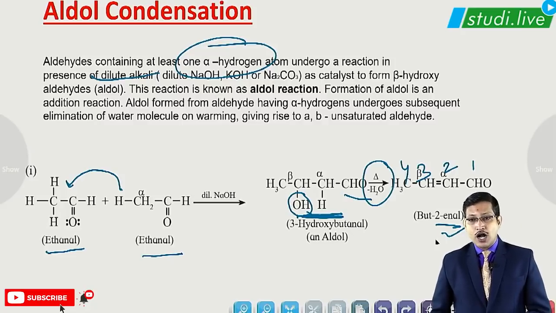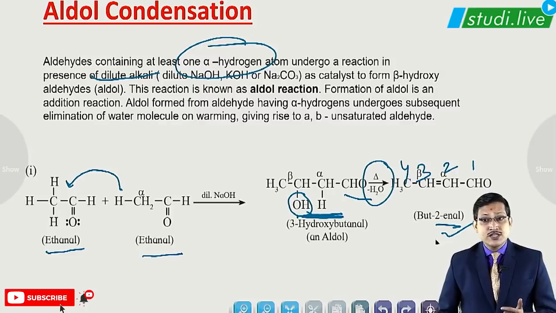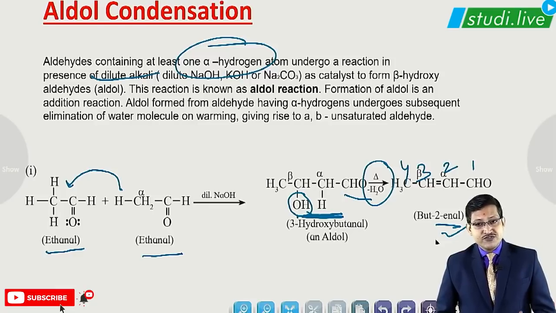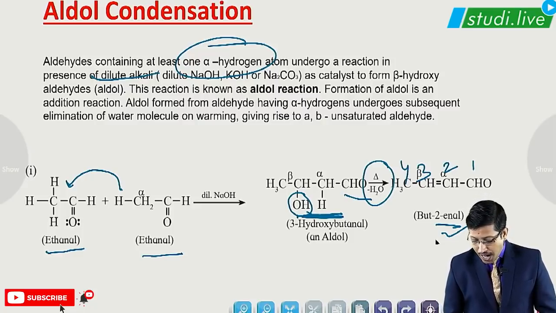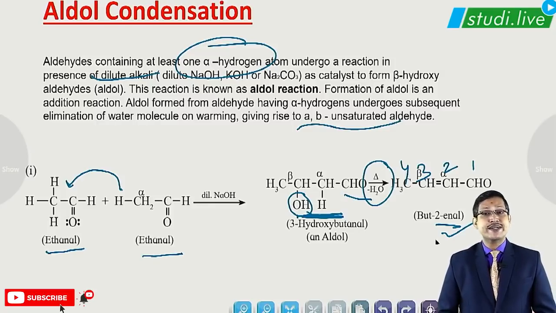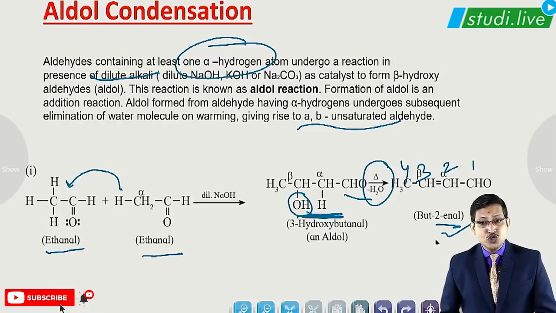The reaction is aldol condensation, a very important reaction for both aldehydes and ketones. Which aldehydes and ketones? The ones which contain alpha hydrogen atoms. So aldehydes and ketones containing alpha hydrogen atoms will first give you beta hydroxy aldehydes or beta hydroxy ketones, and again on removal of water give you alpha beta unsaturated aldehydes. That is the alpha beta unsaturated aldehyde, but-2-enal. So that's the compound but-2-enal.